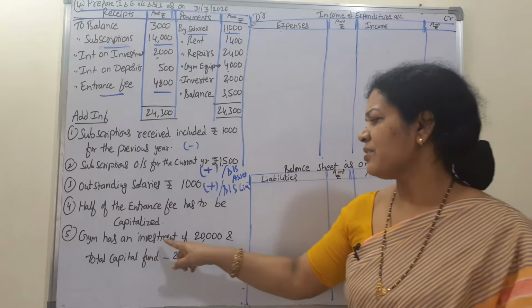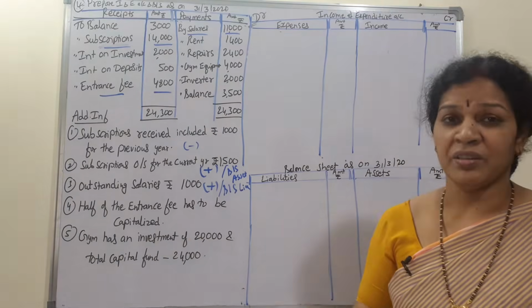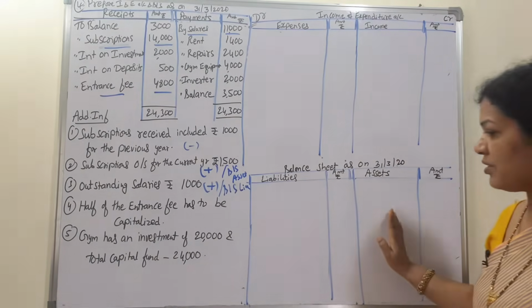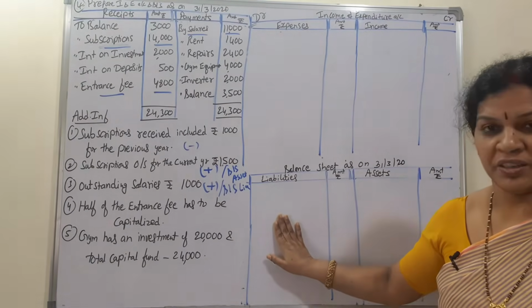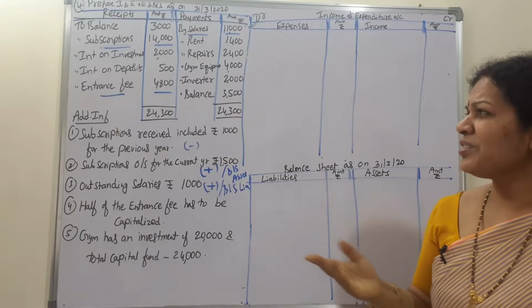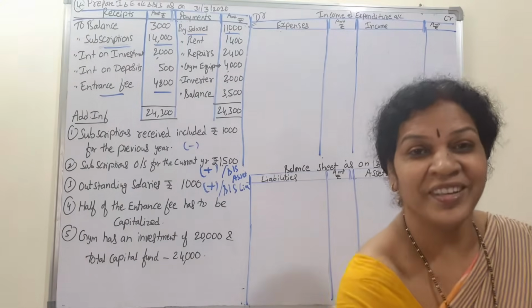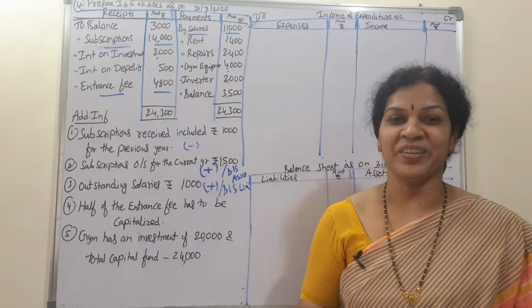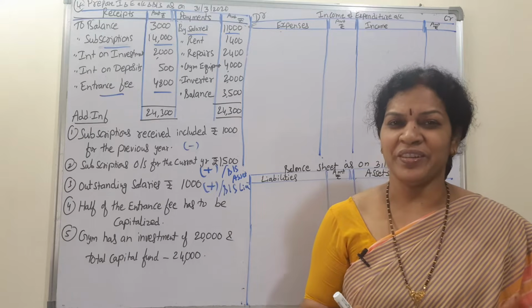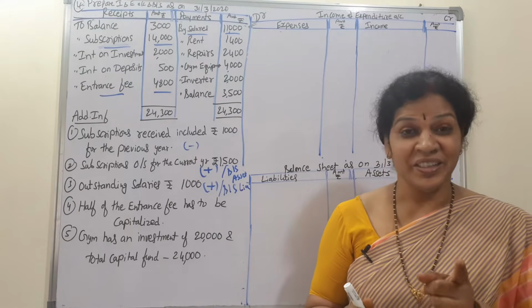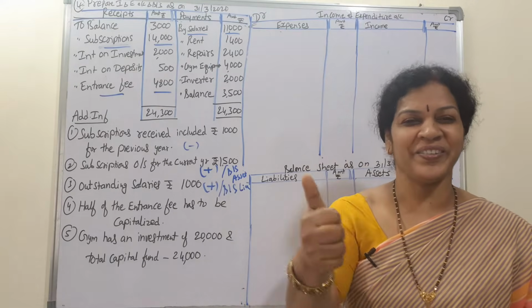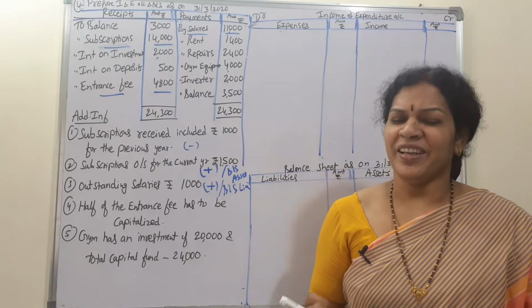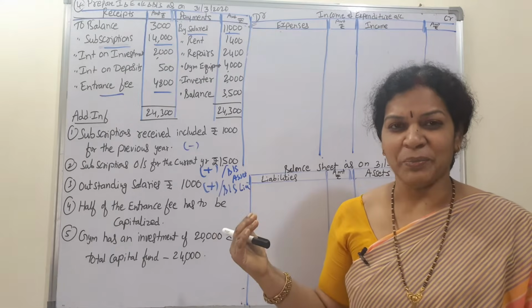Next, gym has an investment of 20,000. It's an asset, balance sheet asset side will take. And total capital fund 24,000. Capital fund will be here, inner column. So that's a simple problem. So go ahead and work it out. Pause the video. After working out, if it is tallying, just pat yourself. Good, you have done. Any doubt, check it out with my answer.